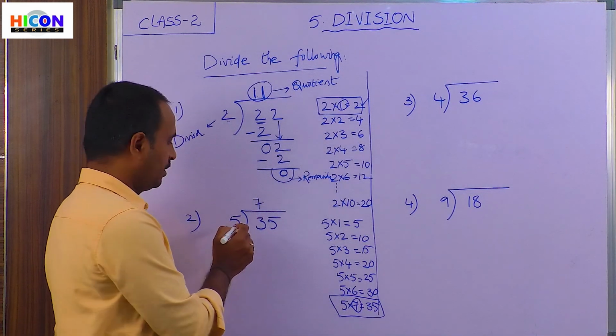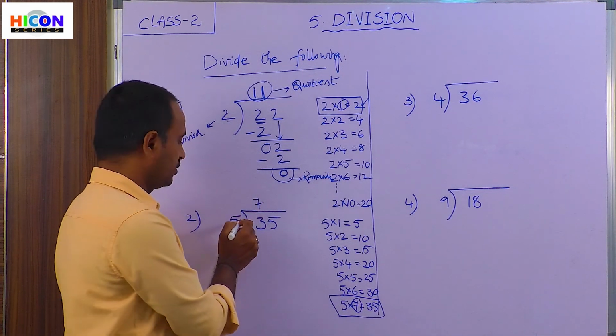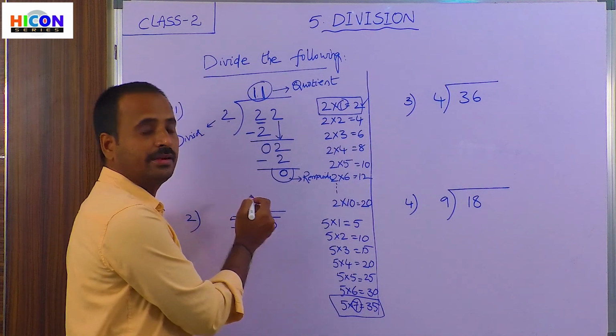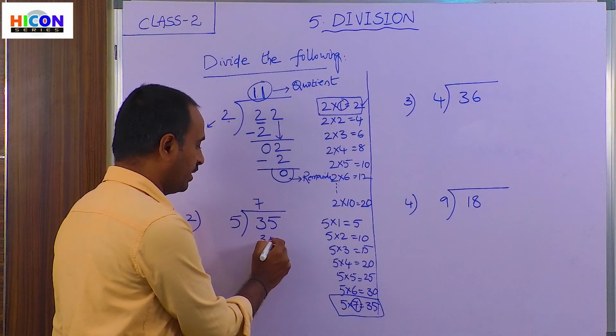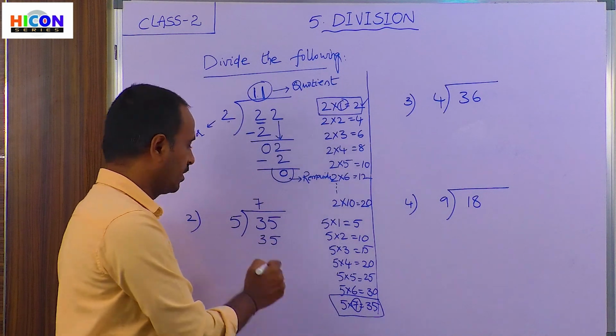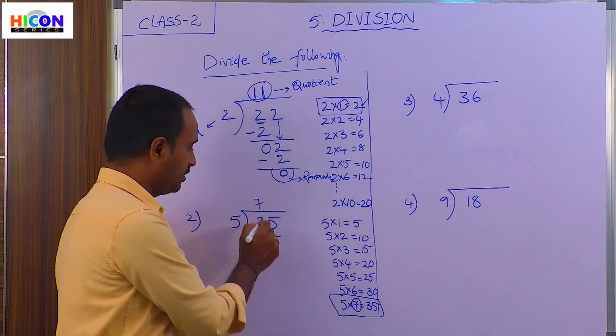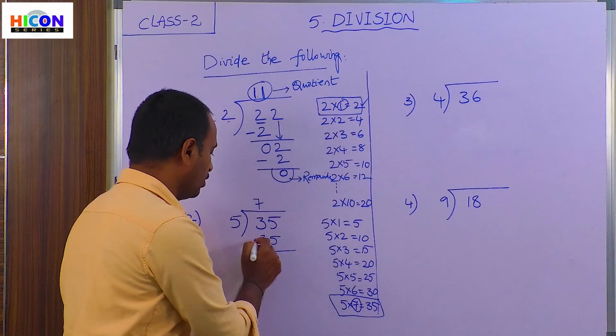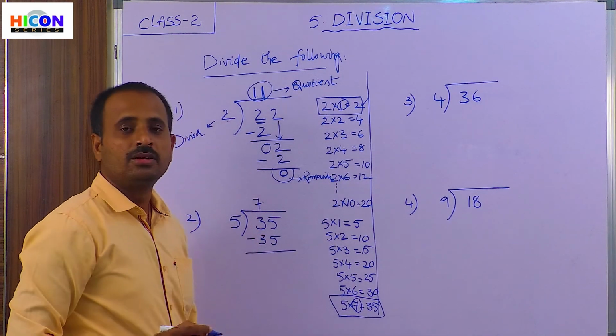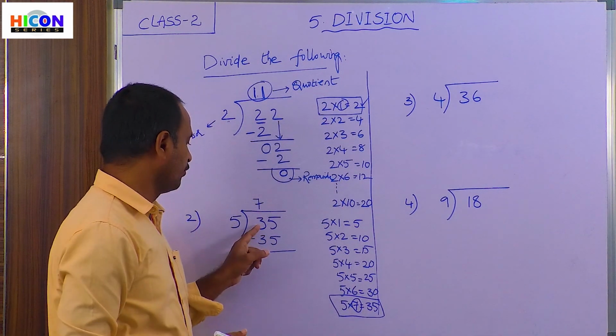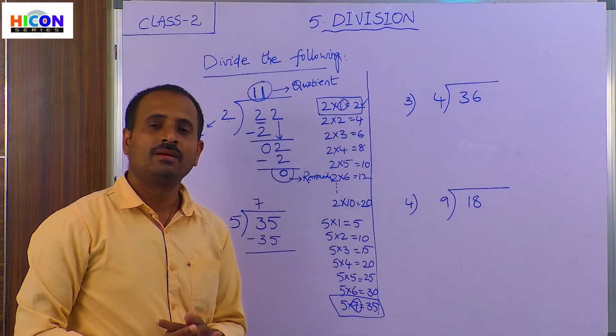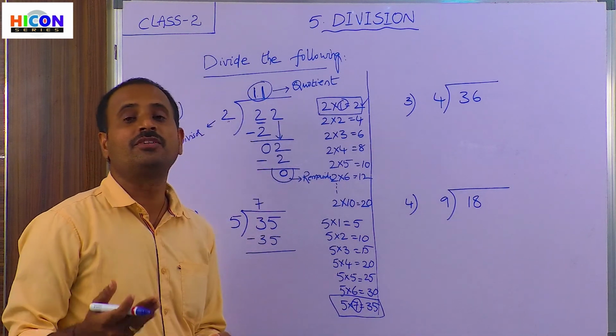Now multiply 5 into 7. So 5 sevens are 35. So write the product below the dividend and now subtract. So children, how can you subtract here? 35 minus 35. Already we have learnt in the division facts.